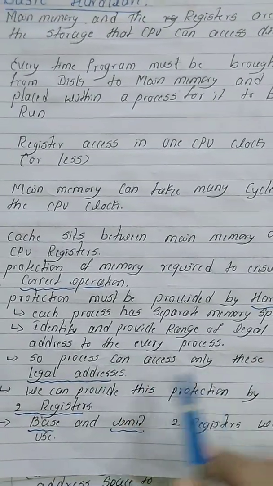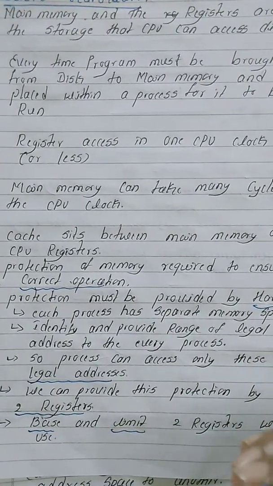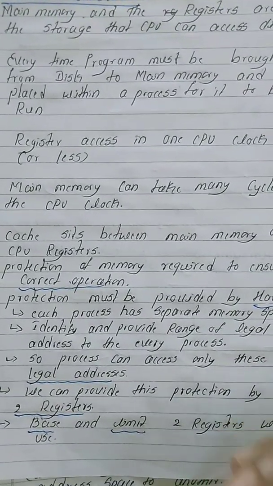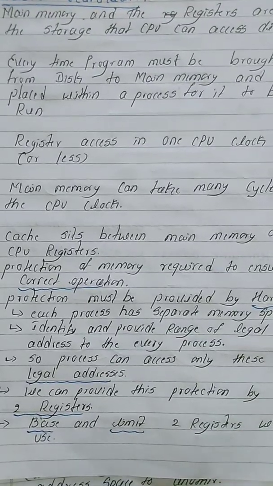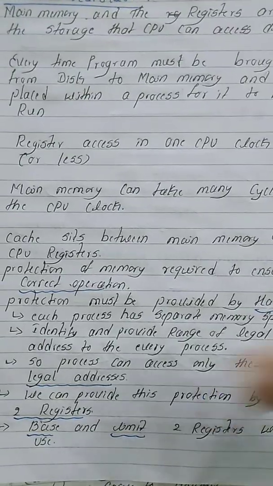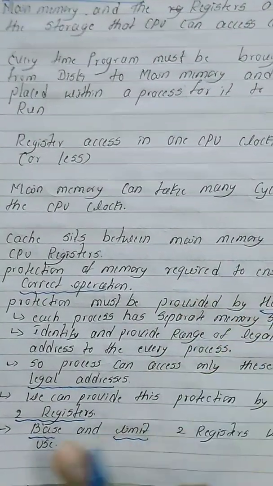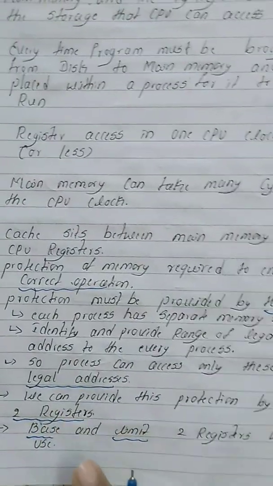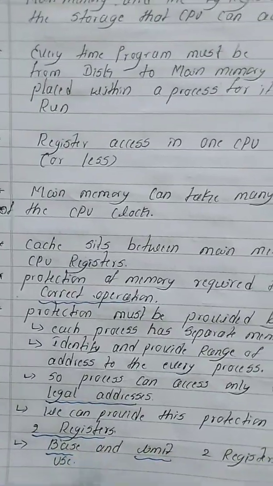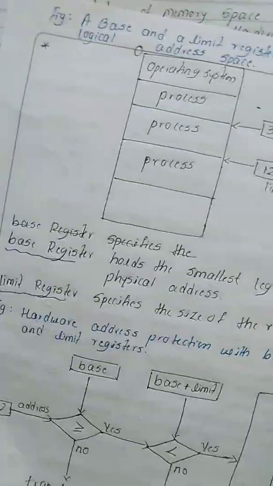So a process can access only these legal addresses. We provide a legal address range to every process, and from this range to that range the process needs to be executed. This is done using two registers, the base register and the limit register.